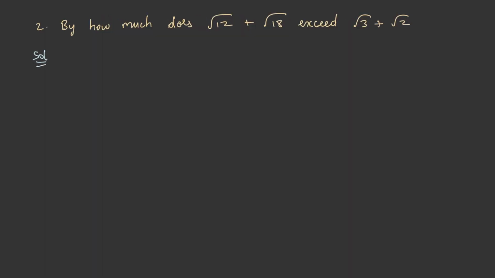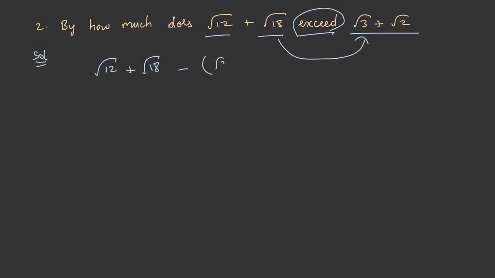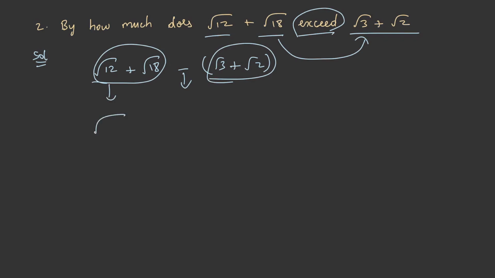Now in the next question, by how much does root 12 plus root 18 exceed root 3 plus root 2? In order to get this value, we need to subtract this term and this term. Let's do that. Root 12 plus root 18 minus root 3 plus root 2. We are subtracting because we need to know how much this value is exceeding this particular value. Now root 12 can be written as root of 4 into 3 and root 18 can be written as root of 9 into 2, and from this we are subtracting root 3 plus root 2.